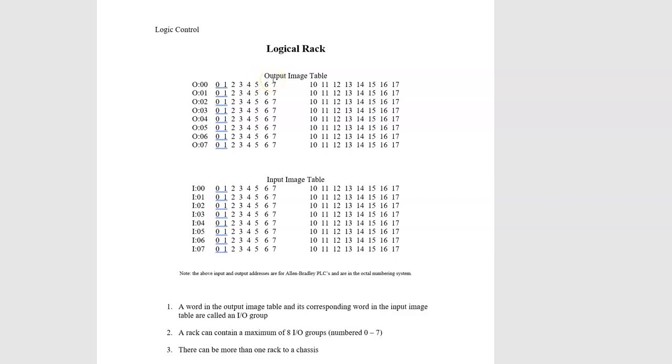We skip 8 and 9, and then we jump over to 10, 11, 12, 13, 14, and we go all the way up to 17. So I want to talk a little bit about this. Why is it numbered that way? What's the purpose of it?